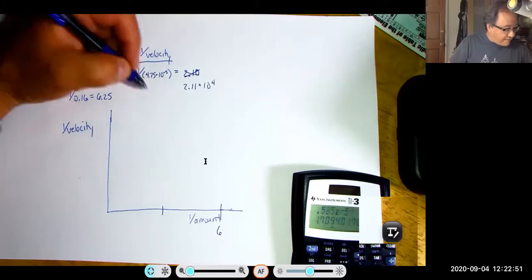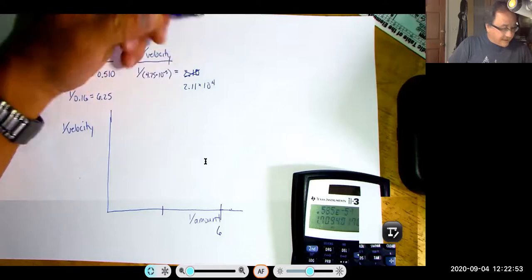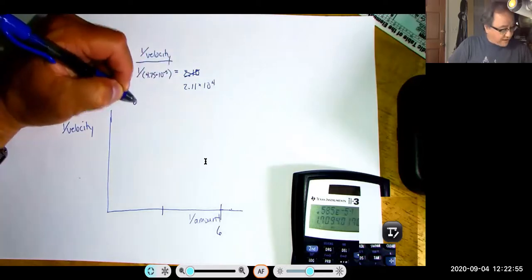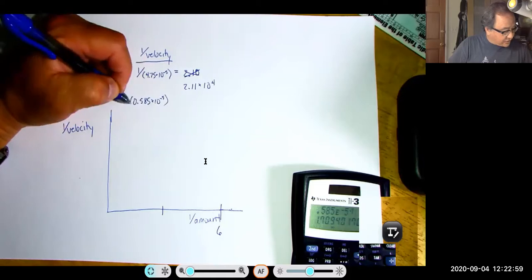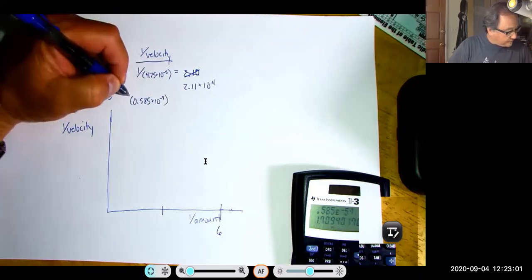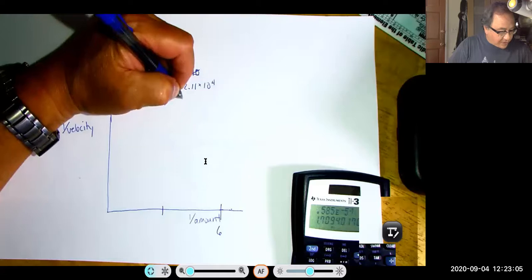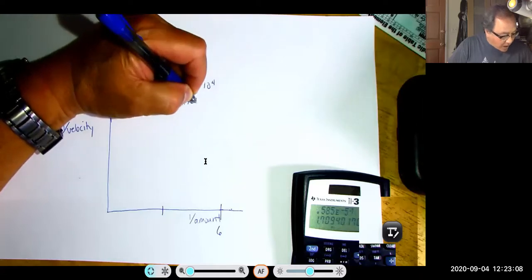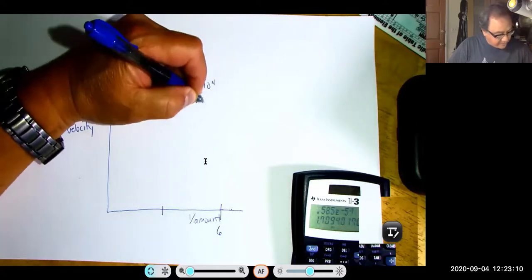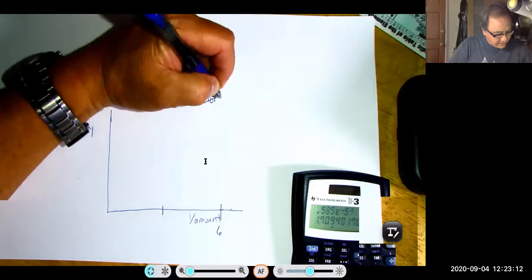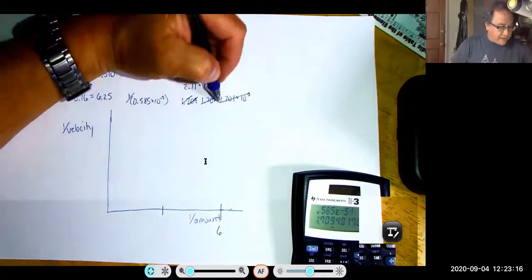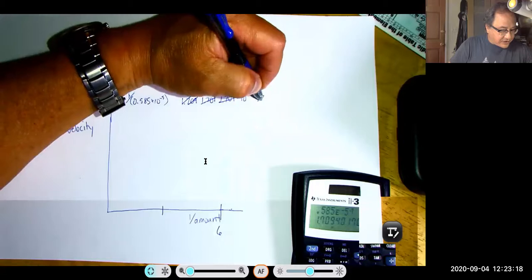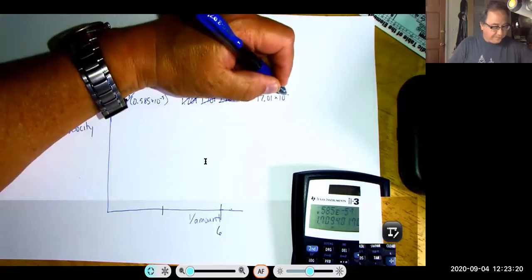So the 0.585 is this: 0.585 times 10 to the minus 5. Now I'm going to show you a little trick here. The number I get is 1.701 times 10 to the 5, but I'm not going to write it that way. I'm going to write it as 17.01 times 10 to the 4.